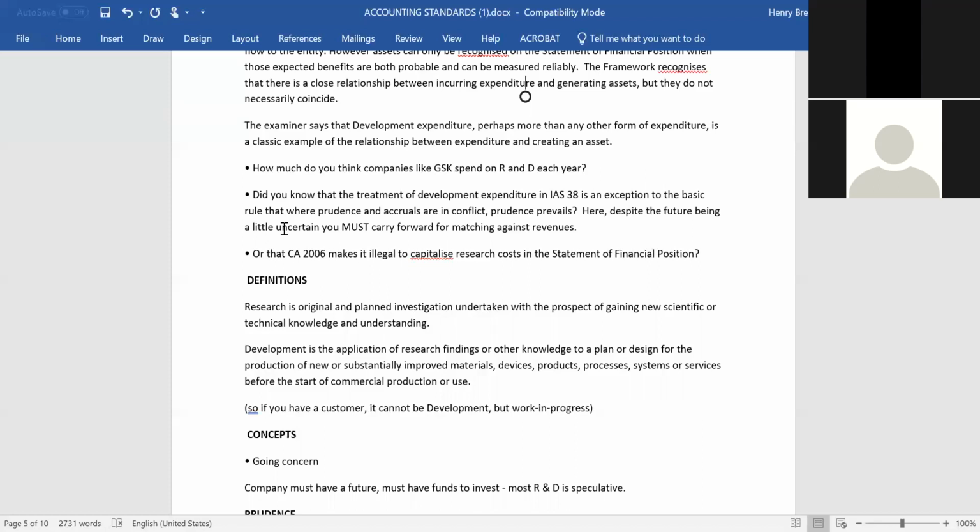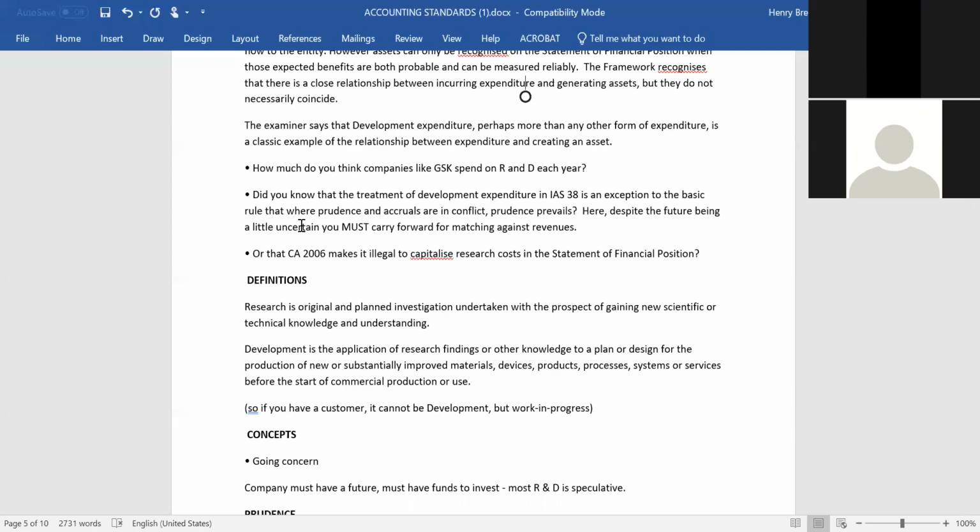There can be an instance where we decide to sit down to look at how much cost we incur on research and development. Research cost is all the time expensed, and development cost is all the time capitalized. Did you know that the treatment of development expenditure in IAS 38 is an exception to the basic rule where prudence and accruals are in conflict? Are we aware of that? In instances where we have development cost, we are supposed to determine the total value of development cost, and then that total value is supposed to be capitalized.